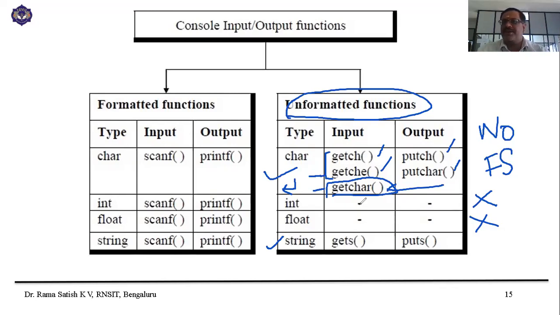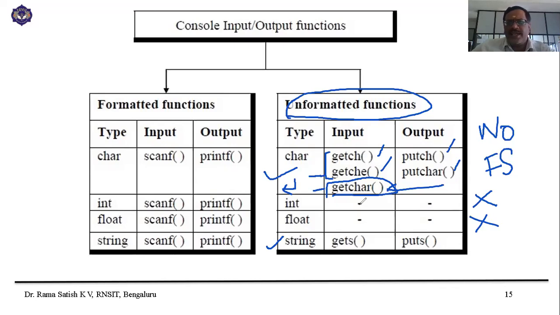So it is a buffered, unformatted input statement. Why is it called buffered? Because whatever character you are typing, it will be there in the buffer. Once you press enter, then only it goes to the CPU. Where is this buffer? The buffer is present on the keyboard. That's the thing.